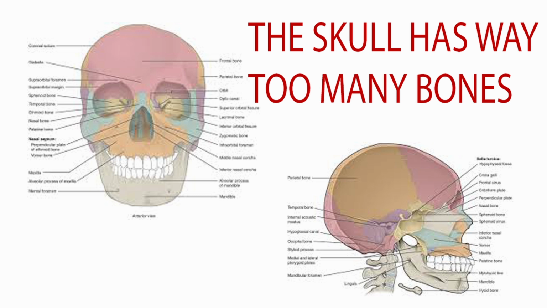Squamous suture. Located on the lateral side of the skull. It unites the squamous portion of the temporal bone with the parietal bone. It's a more overlapping, scale-like suture. Squamous means scale-like.